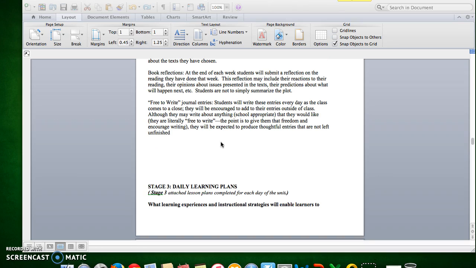And the last thing that will be ongoing are journal entries, free to write. So students will write these entries every day as the class comes to a close. So it'll be a really short writing assignment, about 5 to 10 minutes. And so they'll be encouraged to write in their journals and make entries outside of class as well. So kind of like a play on the words, free to write. They are literally free to write about anything that they want. It's just encouraging them to write because they have the ability to and the privilege to be able to write.